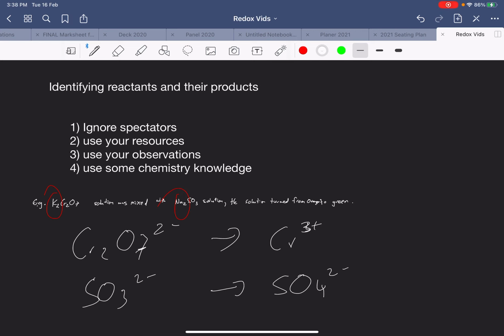And there's a little joke. All forms of sulfur eventually make sulfate. It's like it's sulfur's fate.